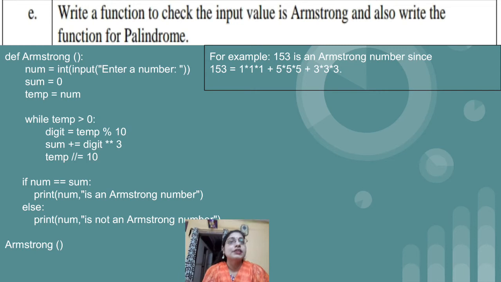So this code is written, and at the end we will check num. Num contains the original number which we have entered, is equal to the sum. Sum will contain the digits cube addition. So we will compare the original number with the digits cube addition, and if the condition is true, we will display the message that the number is an Armstrong number, otherwise not an Armstrong number.